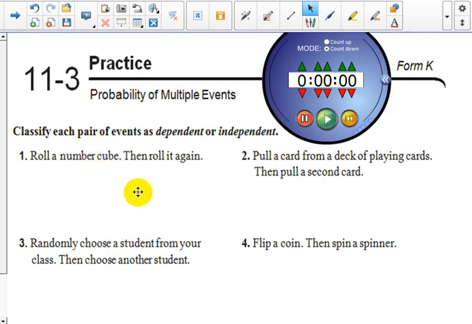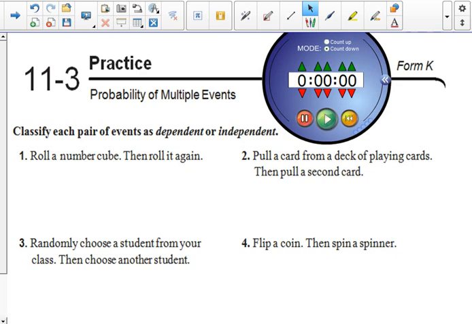I did IND, period. All right, number 2, pull a card from a deck of playing cards, then pull a second. Are they independent or dependent? Dependent, correct. Number 3, randomly choose a student from your class, then choose another student. Dependent, very good. Flip a coin, then spin a spinner. Independent, there you go. See how easy that homework was? Any questions?